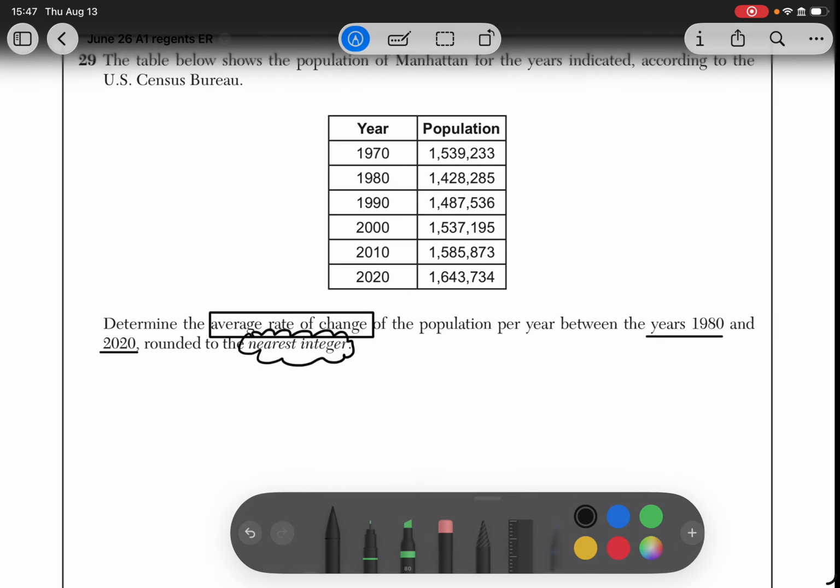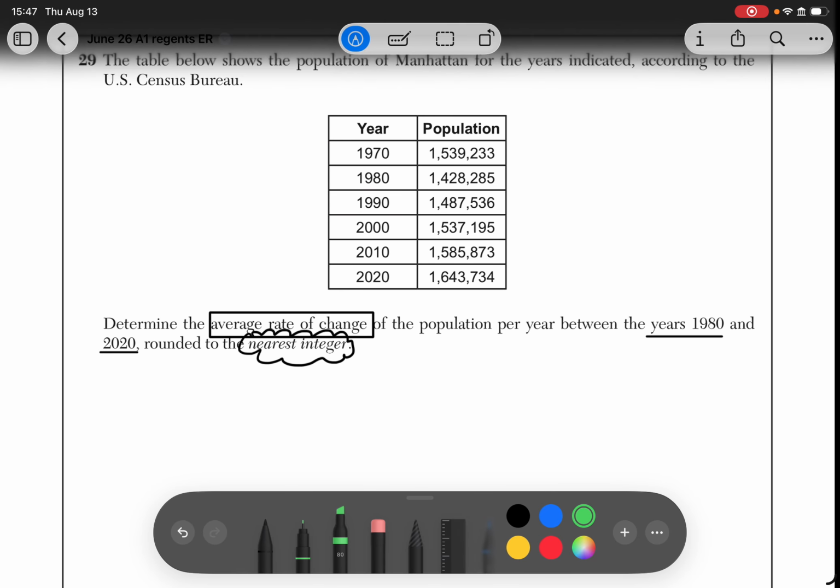Given that we need to use years 1980 and 2020, I'm just going to highlight those because these are the only values that we need to touch.